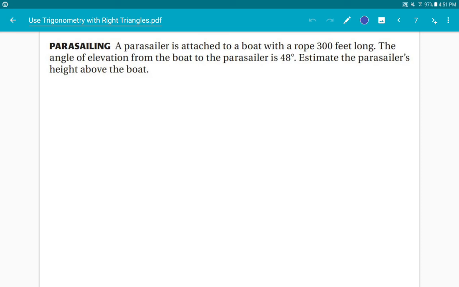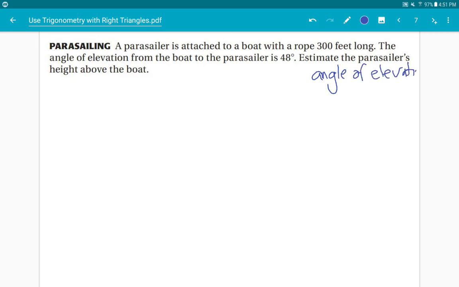All right, so a parasailer is attached to a boat with a rope that's 300 feet long. The angle of elevation from the boat to the parasailer is 48 degrees. Estimate the parasailer's height above the boat. All right, so now before we get into the whole situation, I want you guys to understand that there's two specific types of angles that we like to work with. One of them is the angle of elevation.